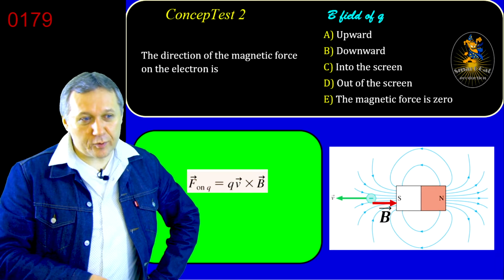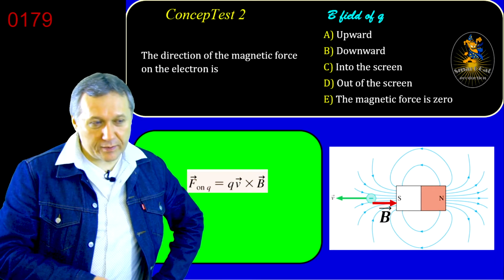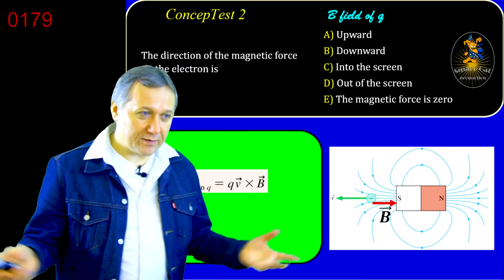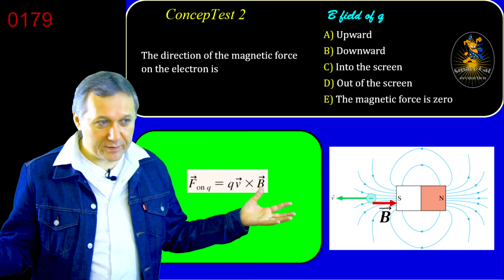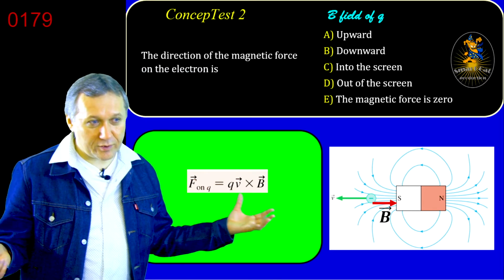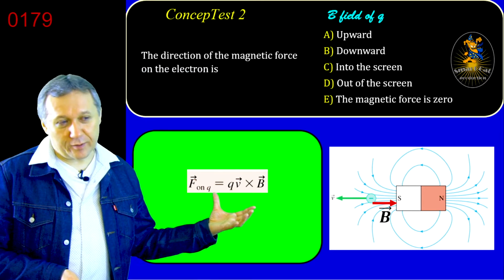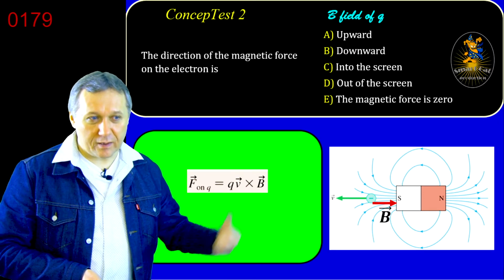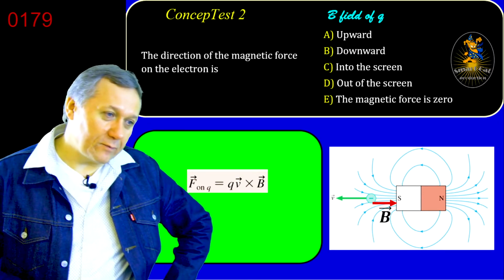So now, the cross product of two anti-parallel vectors pointing in opposite directions. The angle between them is 180 degrees. Sine of 180 degrees is 0, right? So I just discussed the absolute value of the cross product, Q V B sine of 180 degrees. So in this case, the force is 0.